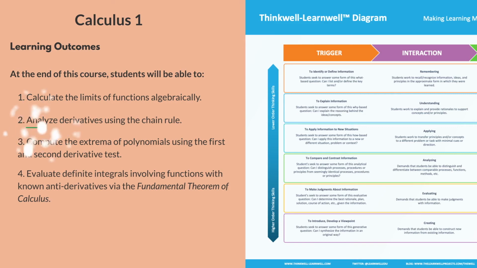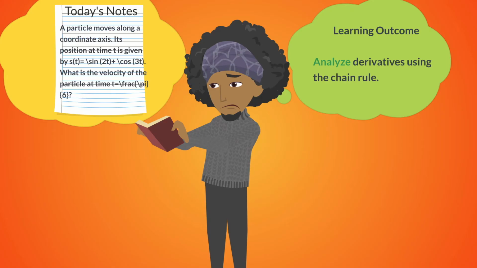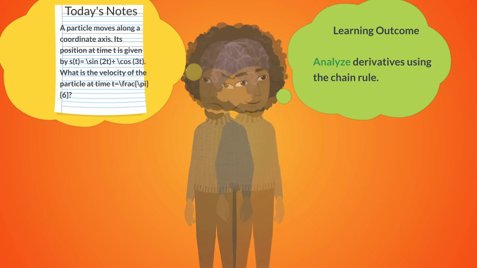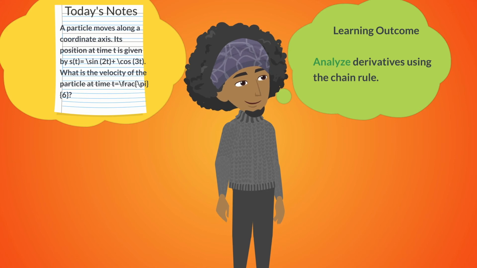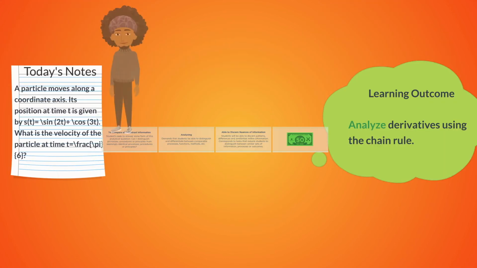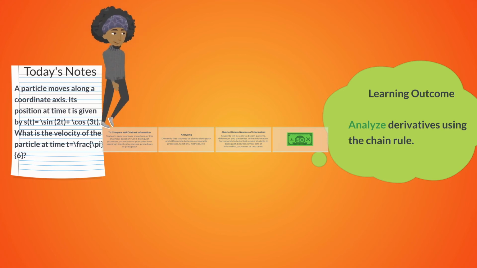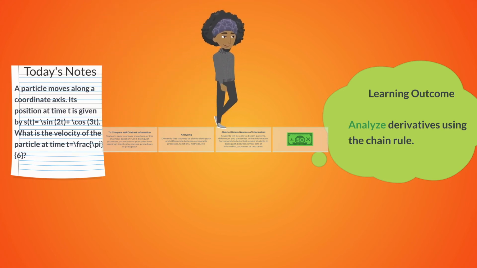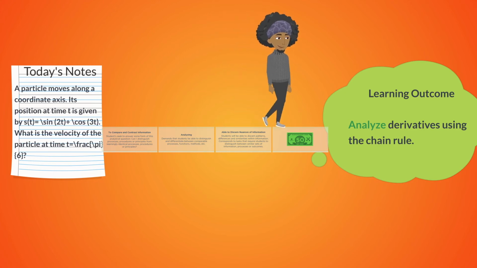Number 1, match the verbs in their syllabus with the rows on the Think Well, Learn Well diagram. Number 2, and this is a bit more advanced, when students can see the relationships between the content they have in their notes and the respective learning outcomes. And number 3, when they get that coveted aha moment as they see the work they must do to convert the content in their notes into the outcomes of the course.